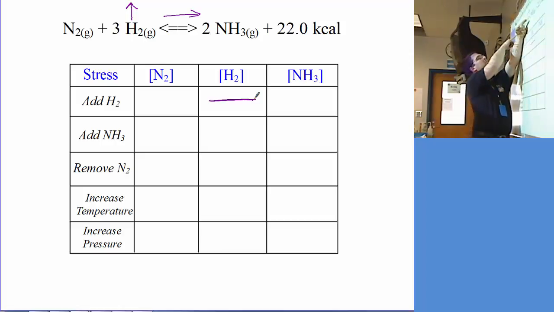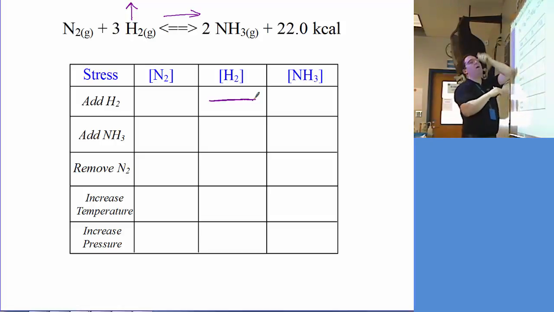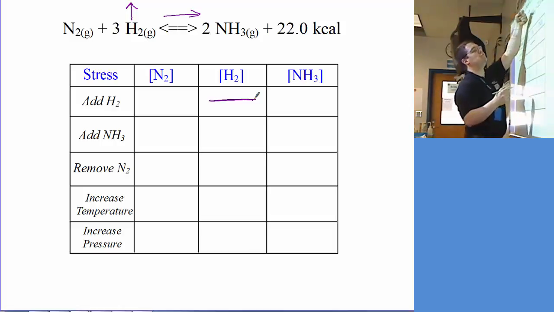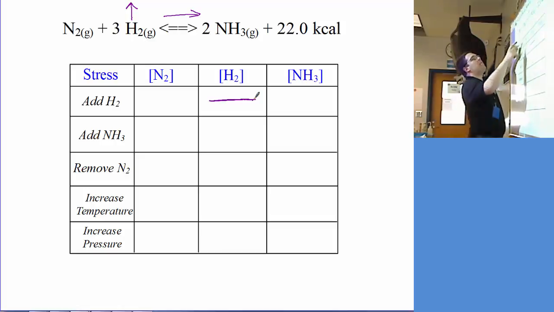So what's going to happen to the amount of nitrogen? Is it going to go up? Is it going to go down? Is it going to stay the same? Bryce? It's going to go down. Because if the reaction is moving forward, that means we're making ammonia. Well, to make ammonia, you have to use up hydrogen, but you also have to use up nitrogen.